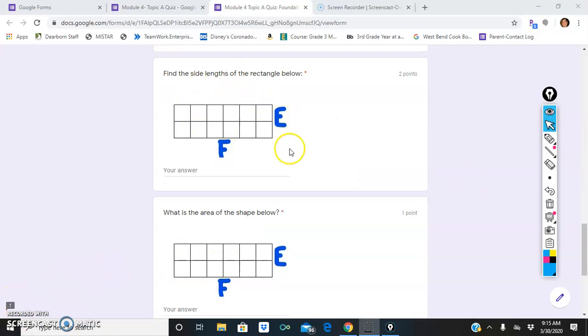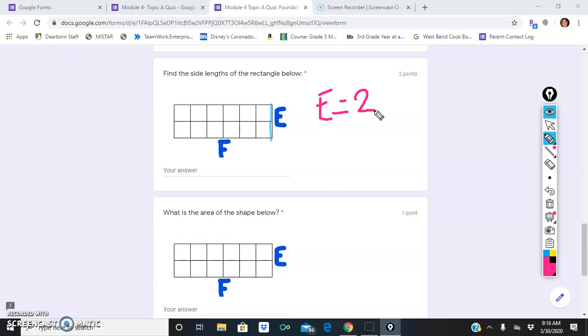All right, so this top one, it says find the side lengths of the rectangle below. So this is looking a lot like the question we just did. So remember, if we're talking about the side lengths, we're talking about only one particular side of the square. So we're not counting the entire square, we're counting one side. So let's take a look at E. So I see I have one side here of a square and I have two sides. So if I wanted to figure out the side length for E, I would know that E equals 2.